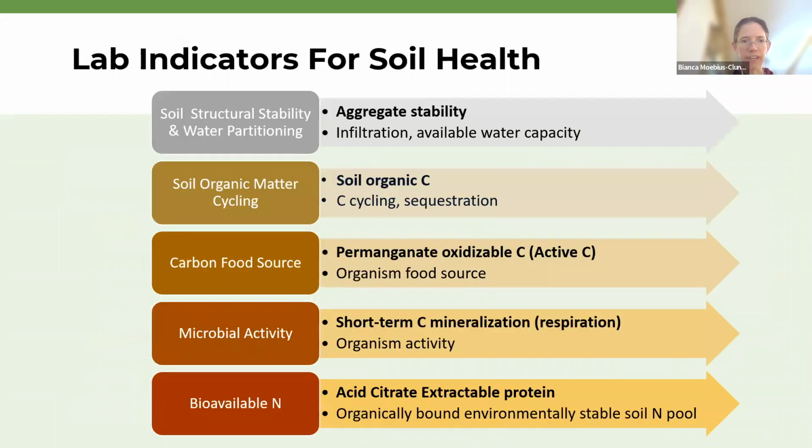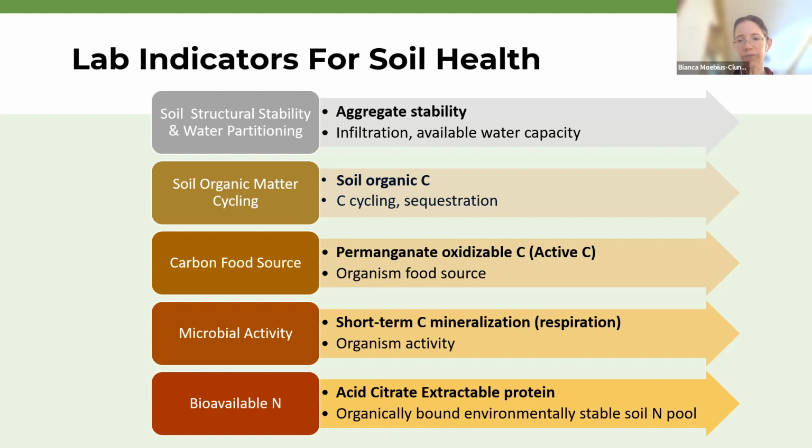So, some lab indicators, those that are part of the 216 package. Aggregate stability is a big piece of it, and you'll see under each of these there's a couple-word description of what functional processes in the soil it is relevant for. So aggregate stability, we've talked about how it's relevant to infiltration and to available water holding capacity, also erosion.